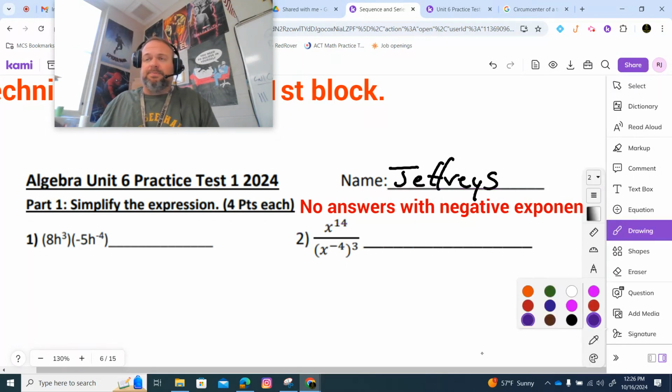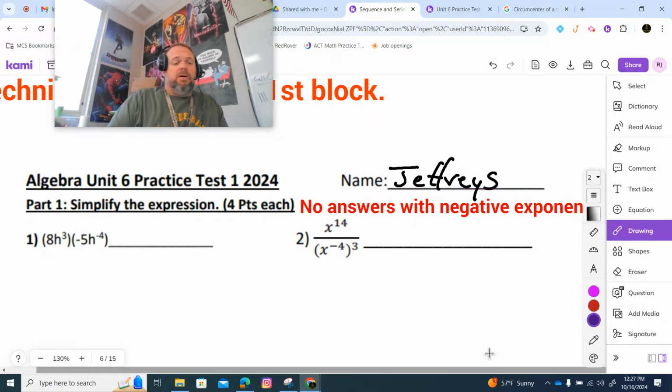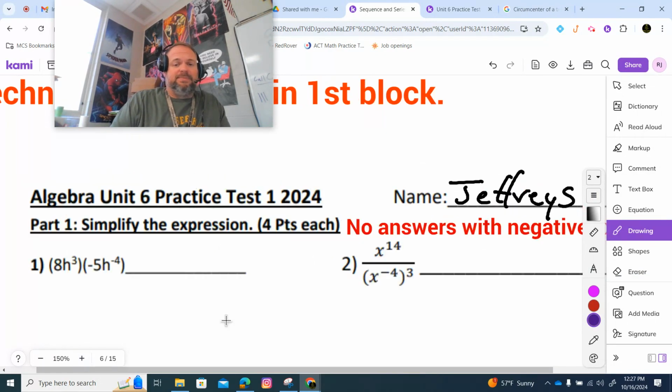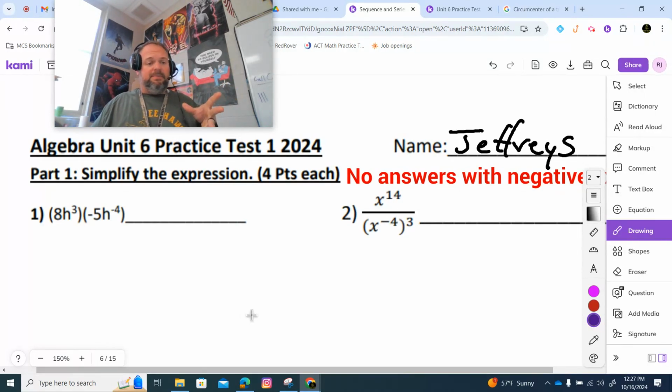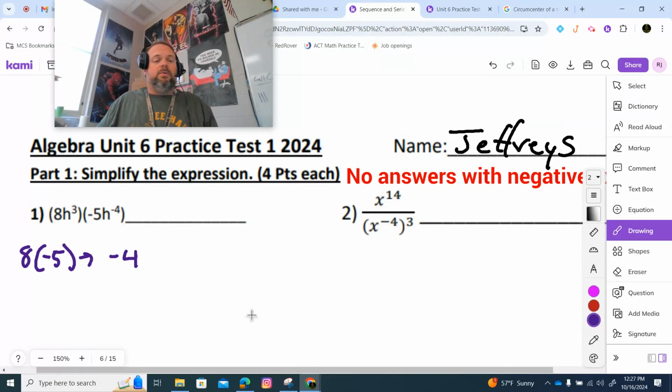All right, so part one. Oh, they finally got quiet. This is great. All right, so we're going to remember we multiply. We're going to do the numbers first. So 8 times negative 5, negative 40.